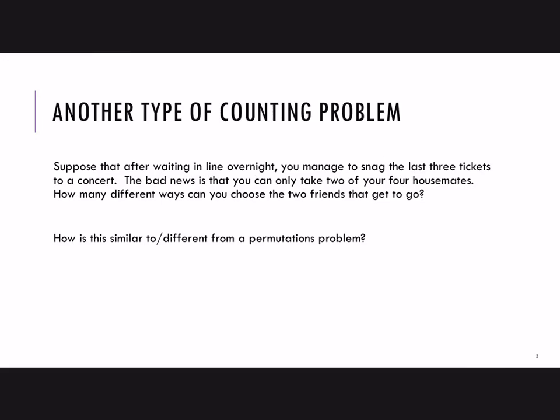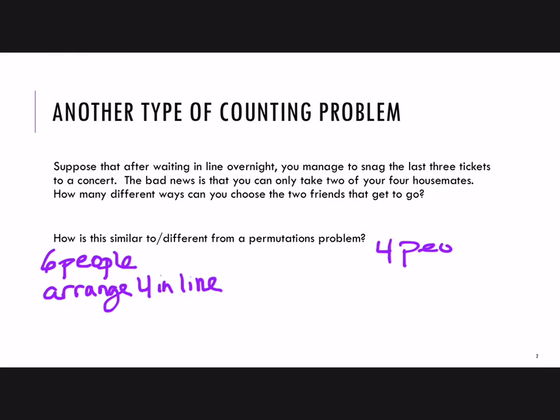Alright, so think about some of the other problems we've done. Things like take 6 people and arrange them, maybe arrange 4 of them in a line. And then compare that with this problem. We're assuming that the person in the problem is going to the concert, so that means that there are 2 tickets left and they need to choose 2 of the 4 housemates to go along to the concert. So this problem is like 4 people, choose 2 of them.